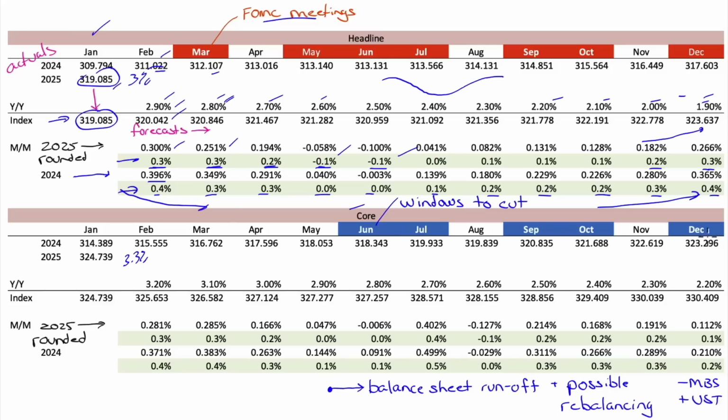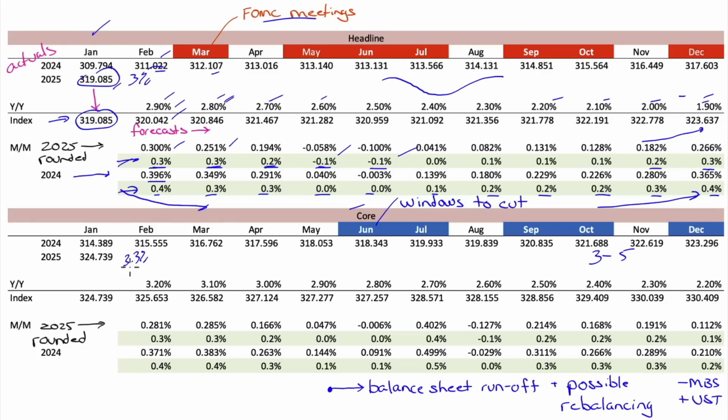I see 5 windows to cut. I'm thinking at least 3 of them are cuts, which is why I'm at a minimum of 3, assuming nothing really breaks, a minimum of 3 to 5 cuts for the year by slowly walking this down, which I think is not out of the realm of possibility because the patterns match.